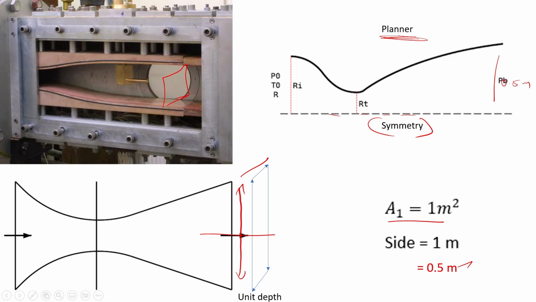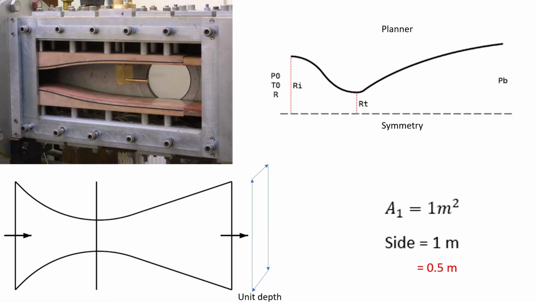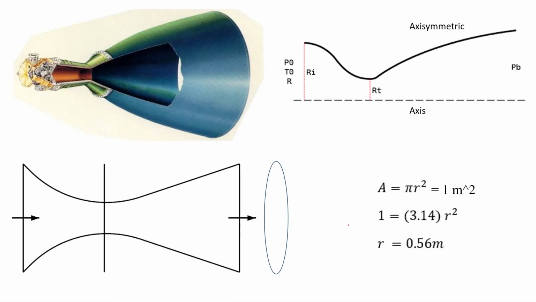Instead of this planar kind of object, if I am going for the axisymmetric CD nozzle used in the rocket engine, then the cross section is circular. So area I assumed as 1 meter square. The circular cross section is pi r squared. From that I can find r, which is 0.56. So the radius I got is 0.56. So the height of this exit will be 0.56 meter as it is axisymmetric. So this is not planar, this is the axisymmetric case.